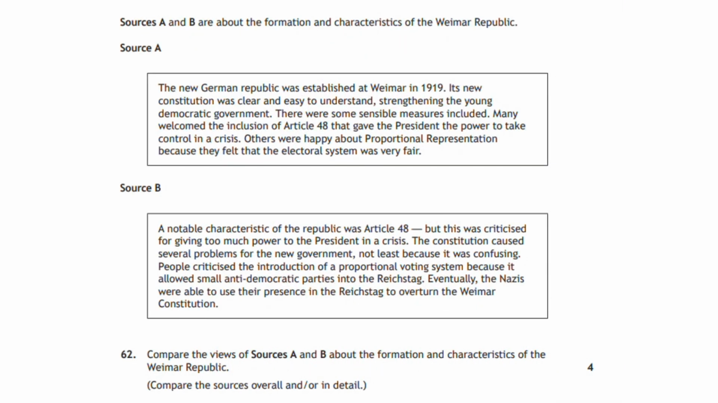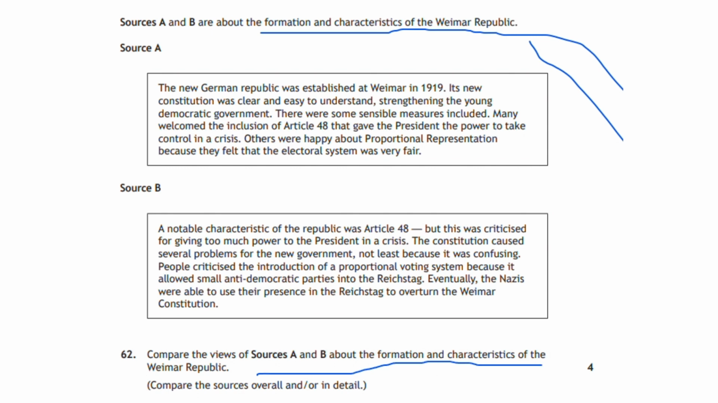Okay, so here we have a good example of a comparison question. This one comes from the 2024 exam paper, and it's the Nazi Germany section that we're looking at. As with every comparison question, we have two sources, source A and source B. It tells us what they are about: the formation and characteristics of the Weimar Republic. So keep that in mind as we go on.